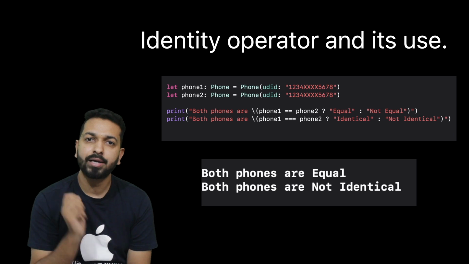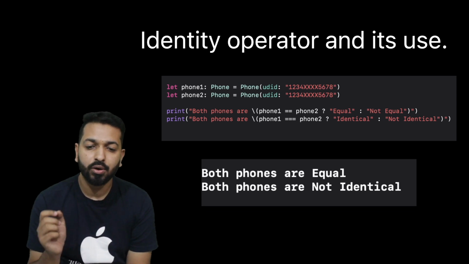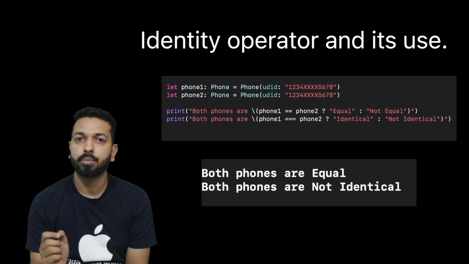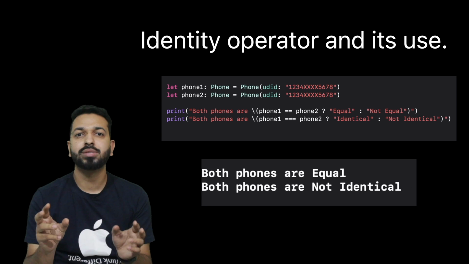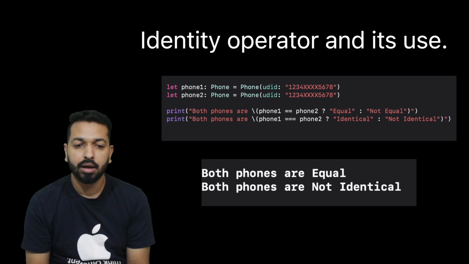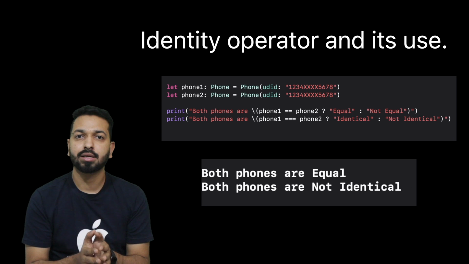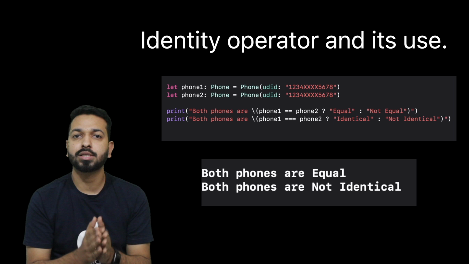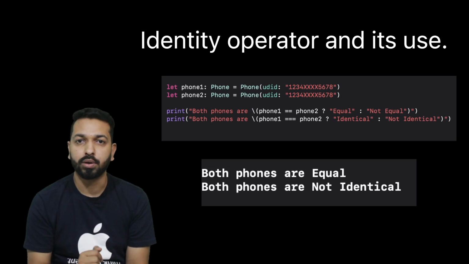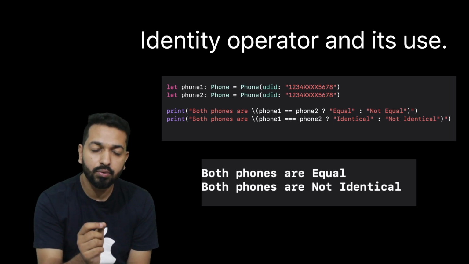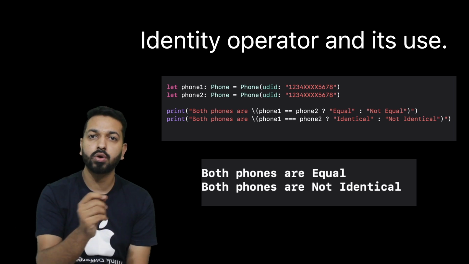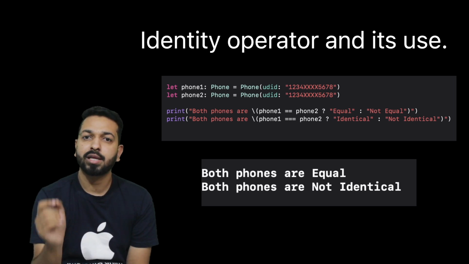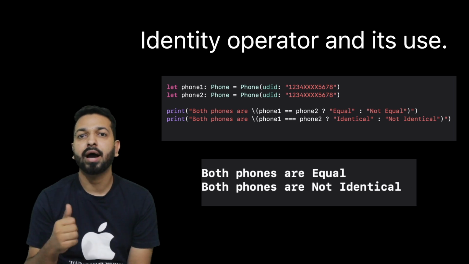Now in case of the identity operator, it is saying that both phones are not identical. This is because in case of triple equal to, the references of those two objects are being compared. Because those are two different objects, they reside in different memory locations, the addresses of those two memory locations are not matching, and hence they are not identical. If I would have written phone2 equal to phone1, that is an assignment, then the identity operator, triple equal to, would have returned identical.